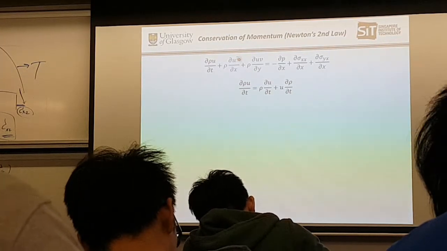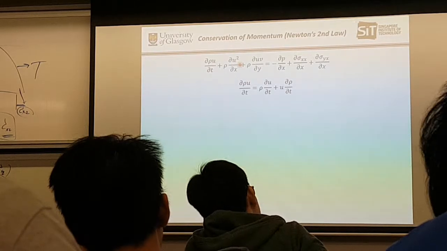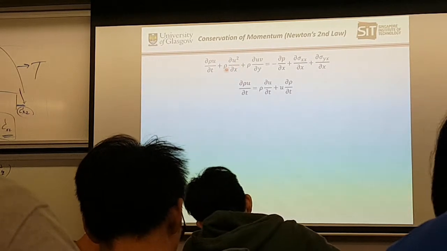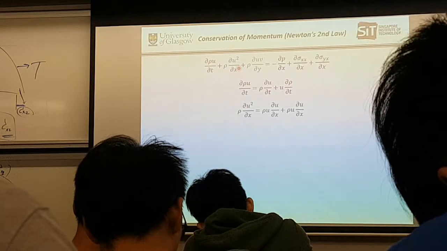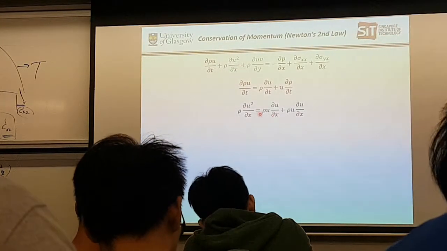For this one it is quite simple because it's u squared. You can take out one u and differentiate the other u, then take out the other u and differentiate, or you can do it with the one rho u. So you really just get 2 rho u du dx.